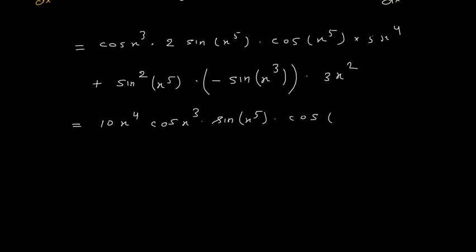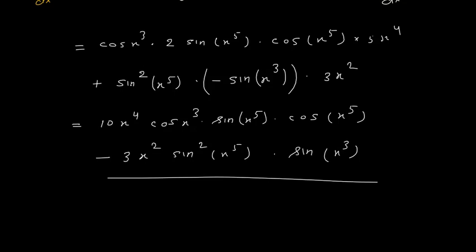Now this sine x power 5 into cos x power 5 can also be simplified. You know the formula of 2 sine theta cos theta is sine 2 theta, so you can apply that formula. Then we have plus, multiplied by minus. So we have a minus sign here, and I have 3x square. Then we have sine square x power 5 into sine of x cube. This is my required derivative, dy upon dx.